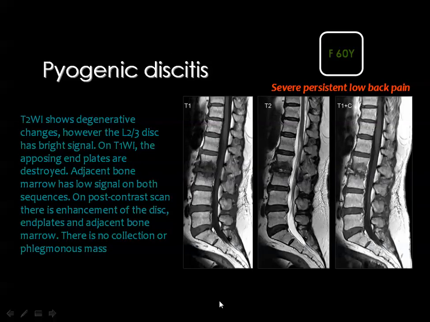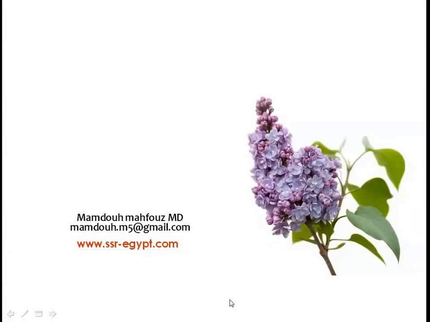Then if the disc space infection is going to heal, you will see the development of some bone sclerosis at the vertebral end plates above and below the affected disc. And you can also see that the brightness in the disc substance secondary to infection is regressing. And also, if you inject contrast media, you may see some enhancement at the level of the disc lesion. And if there is granulation tissue, the granulation tissue will be regressing as well.